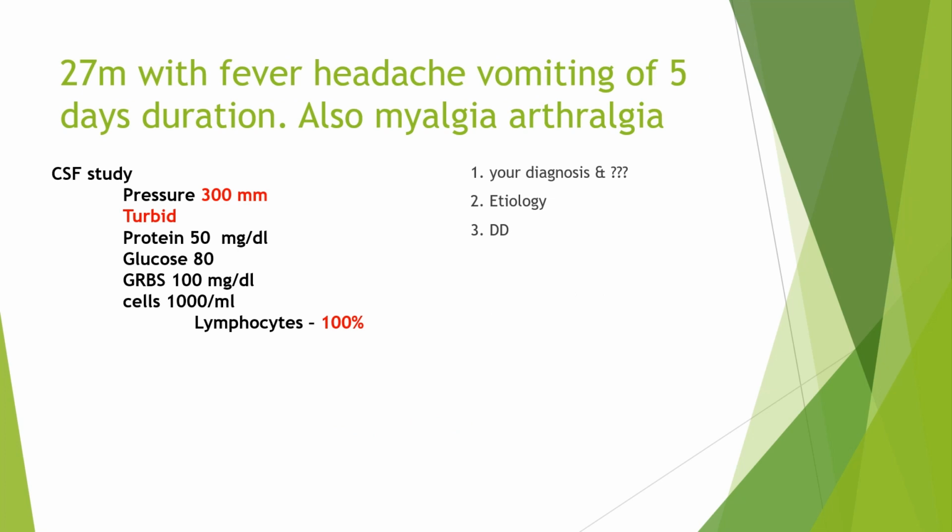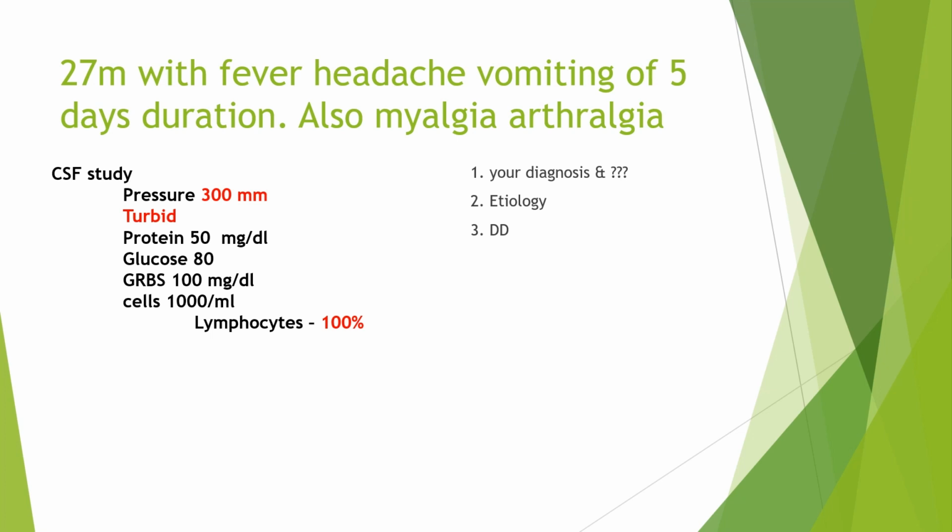A 27-year-old male with a fever, headache and vomiting of 5 days duration. Also the patient had myalgia and arthralgia. With a diagnosis of meningitis, a CSF study was done. It shows pressure of 300, the fluid was turbid, protein was 50, glucose was 80, corresponding blood glucose 100, with 1000 cells per ml, and all the cells were lymphocytes, 100%. What is your diagnosis?